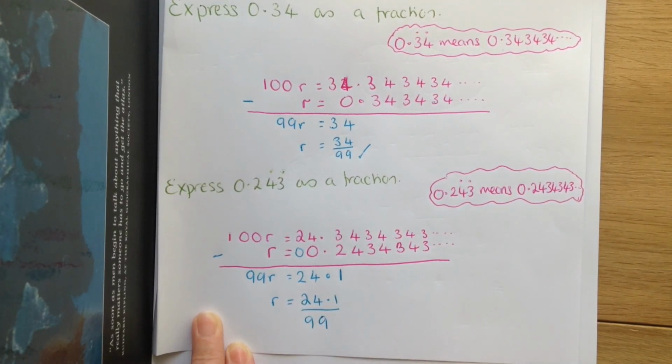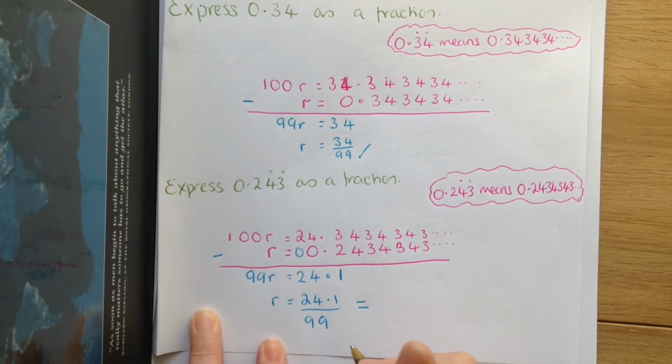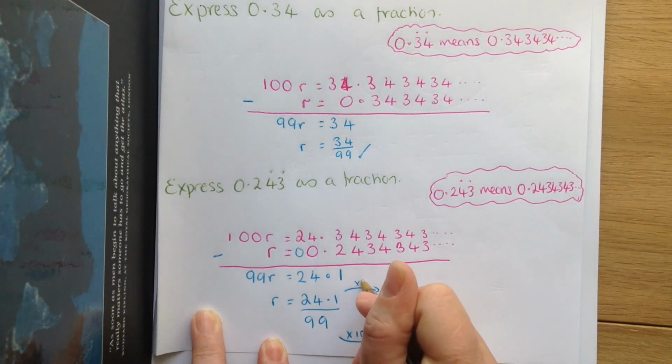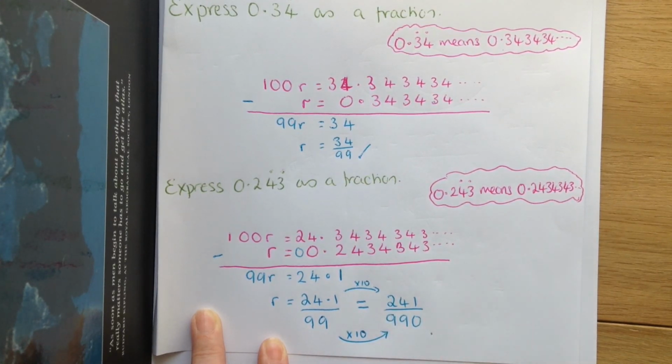Now, the thing about fractions is you must only have whole numbers. So now I've got to do some adjustments to turn it into a whole number. So if I times that by 10, and I times that by 10, I'm going to get 241 over 990. There we go.